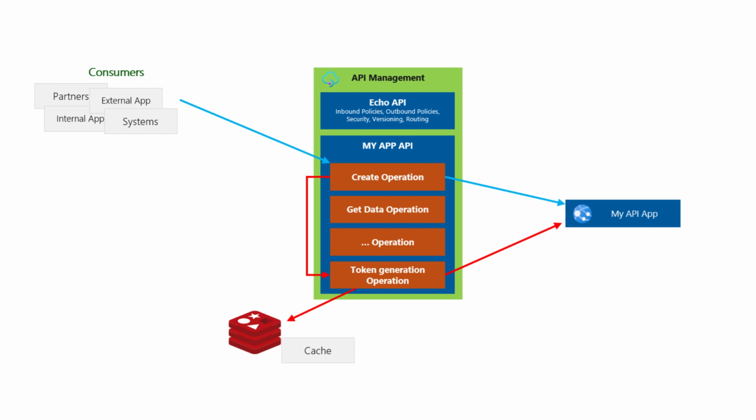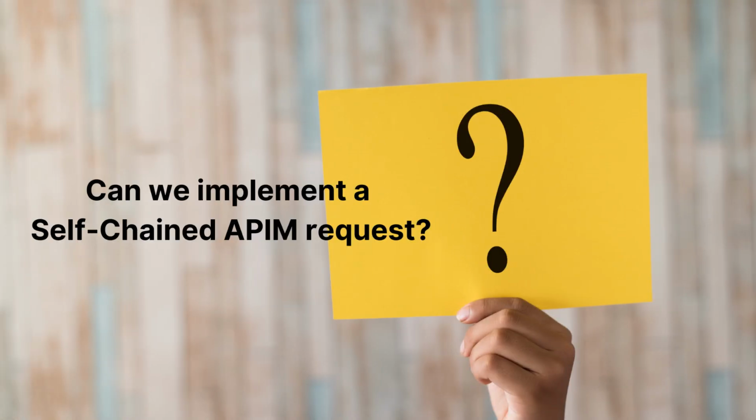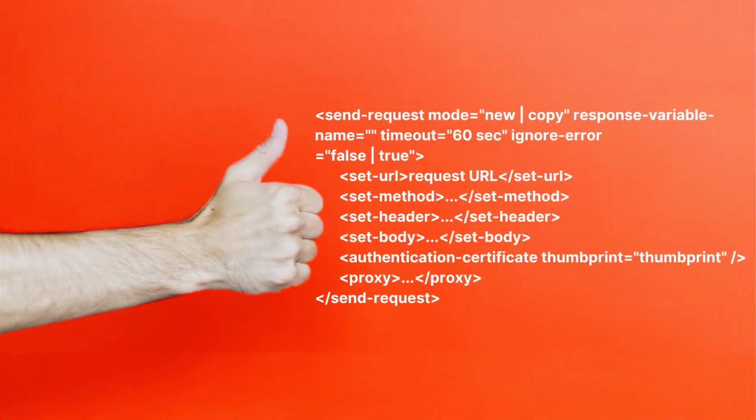Then, on the all operation, one of the first things you need to do is to call the internal token generation operation to get the token. You should perform this policy in the all operation in order to avoid re-implementing this logic in each operation. The main question is, can we implement a self-chained APIM request? The answer is yes, you can, even if your APIM service is configured to use an Azure virtual network. And here is a sample of a policy statement.